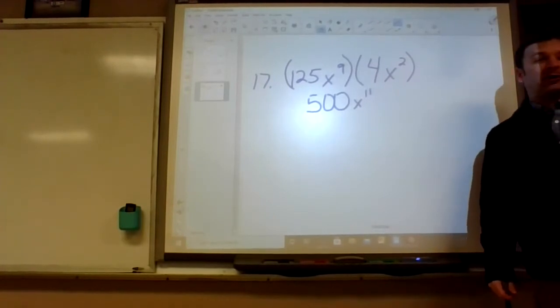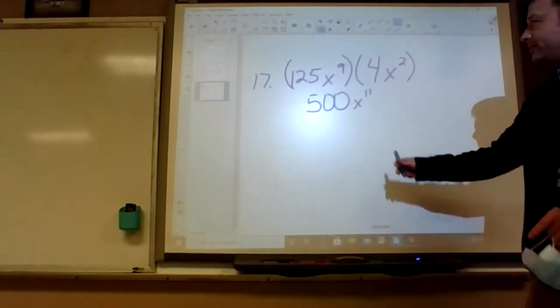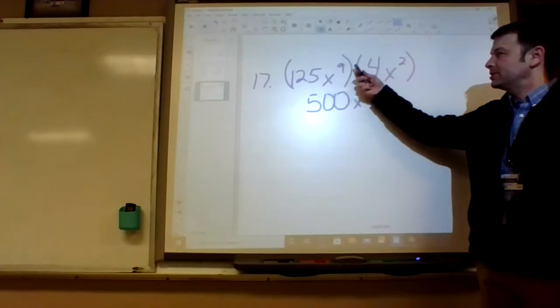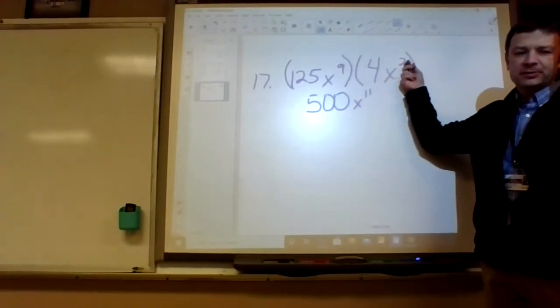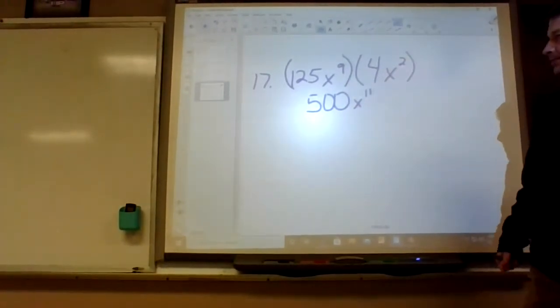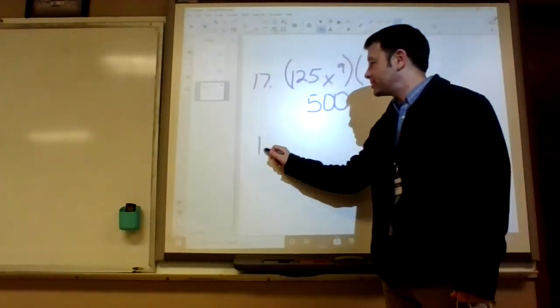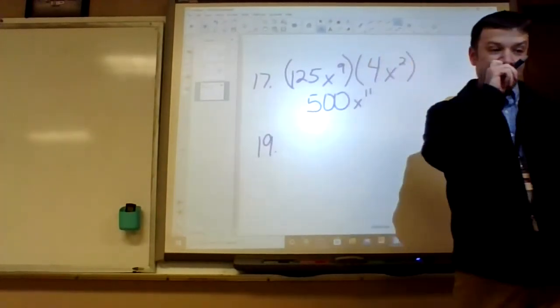So the first part was a power to a power, we had to multiply. The second part is x times x, and we added. So it did both on the same problem. Exponents come first though, so you gotta make sure you do those first. 19.